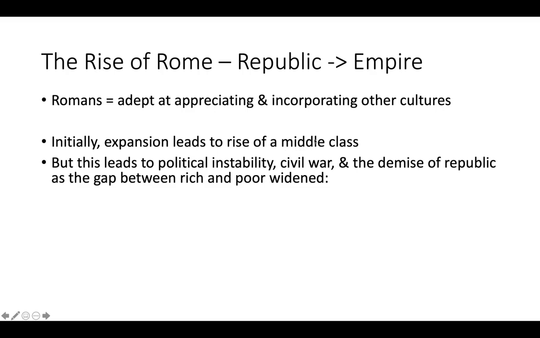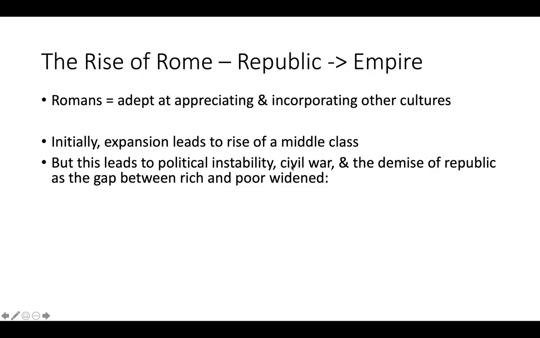But this often happens too in a lot of cultures. As a middle class starts rising, eventually there becomes a point where the rise of the middle class actually leads to political instability because this new class of people are growing in economic and then by implication political power. So they're rivals to these established elite ruling classes. So the middle class starts to challenge the power of the aristocratic class, eventually leading to civil war.